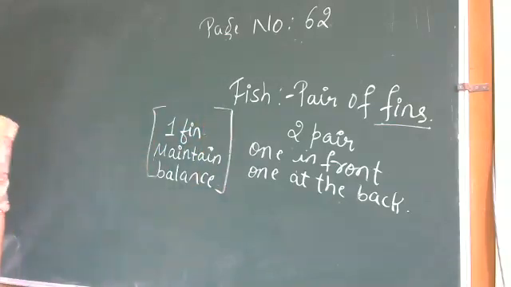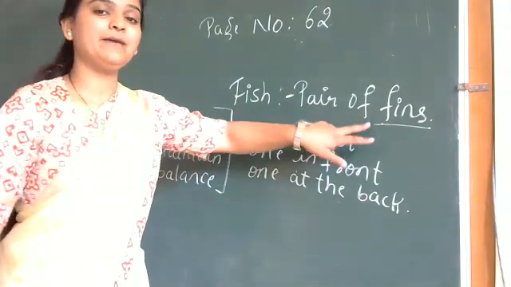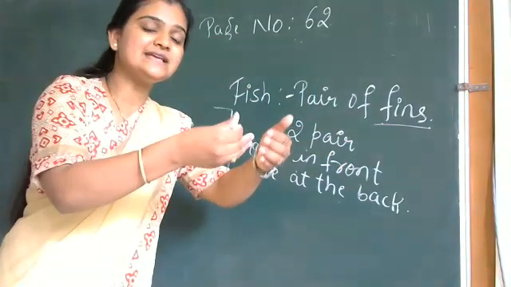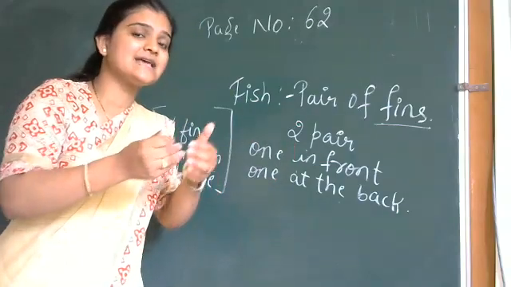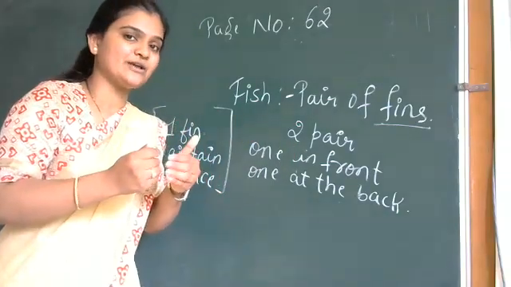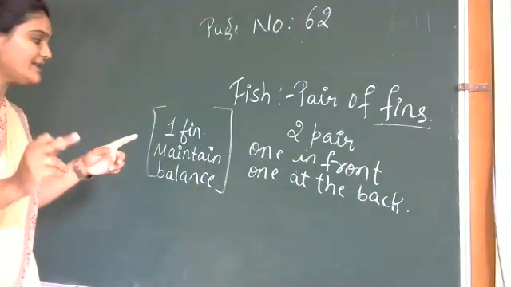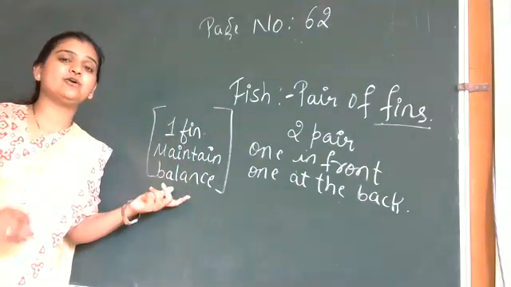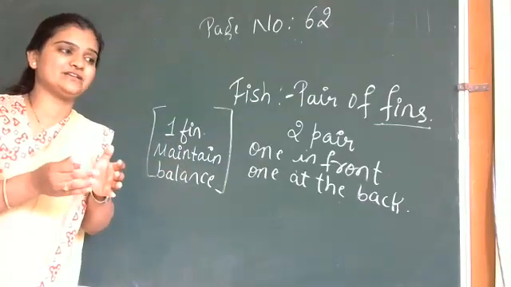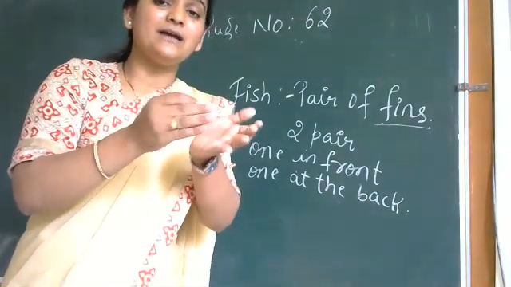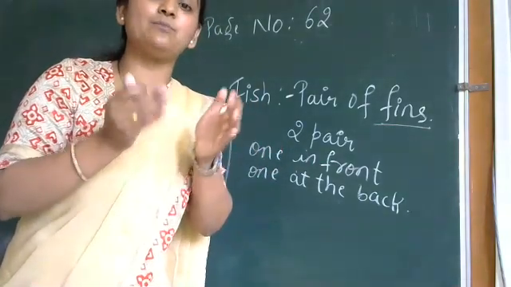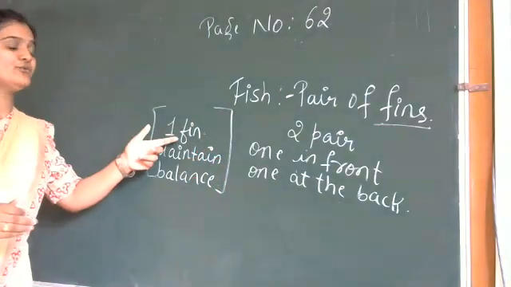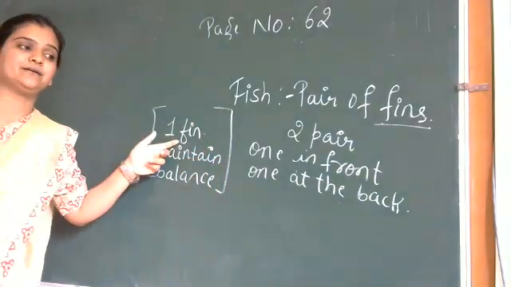This is completely different. Children, remember there are totally two pairs of fins. How many pairs? Two pairs of fins. One is at the front of the fish and the second is at the back of the fish. Whereas there is one fin which is responsible for maintaining the balance of the fish. Have you seen a fish falling down? No, it is continuously floating in the water. It maintains its body balance with the help of the unpaired fin.